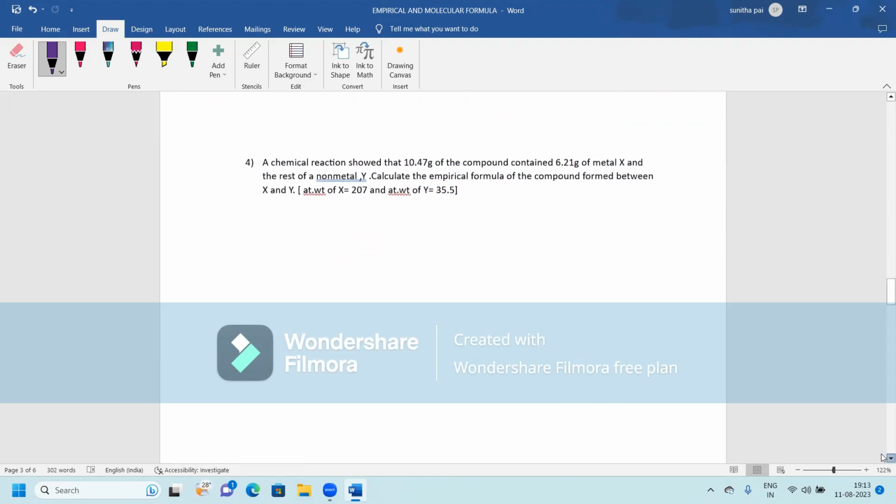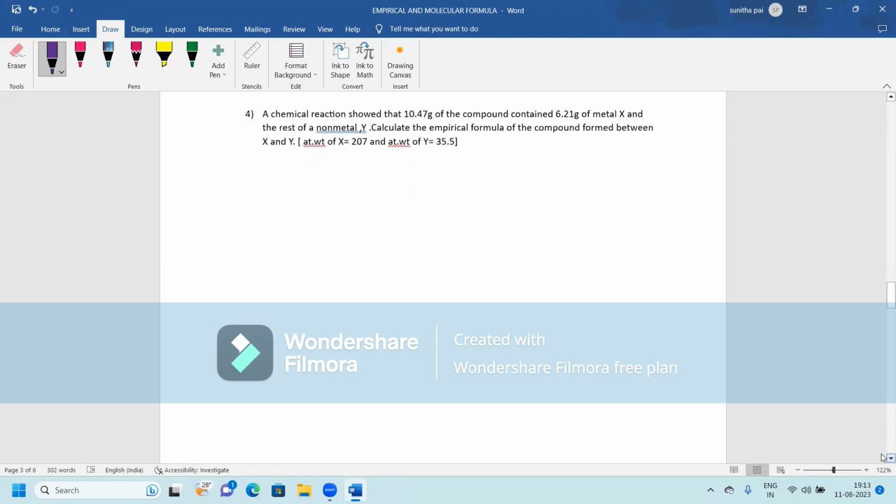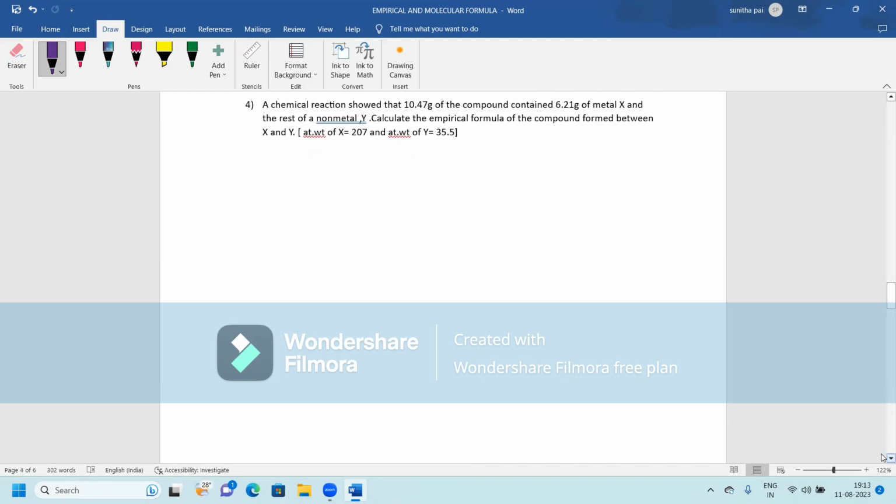Now let's quickly look at question number 4. This is a slightly different question. A chemical reaction showed that 10.47 gram of the compound contained 6.21 gram of metal X and the rest of a non-metal Y. So the elements present are X and Y. But percentage is not given. Instead, total weight and weight of metal is given.